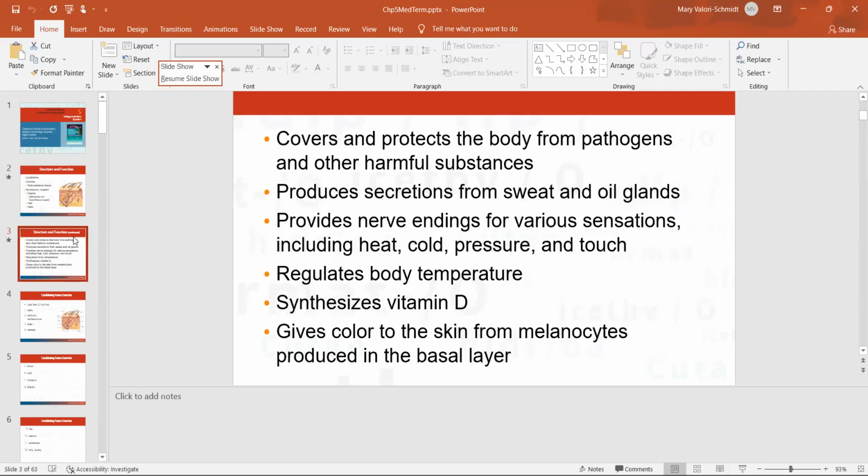So why do we have skin? Skin serves so many purposes, more than you even think about. It is the first line of defense against infection, because it covers the body and protects us from pathogens, doesn't let things in. It produces secretions from the sweat glands and the oil glands that actually can protect us from certain things. We have nerve endings in our skin that can help protect us from things that are too hot or too cold, but also other sensations like pressure and touch.